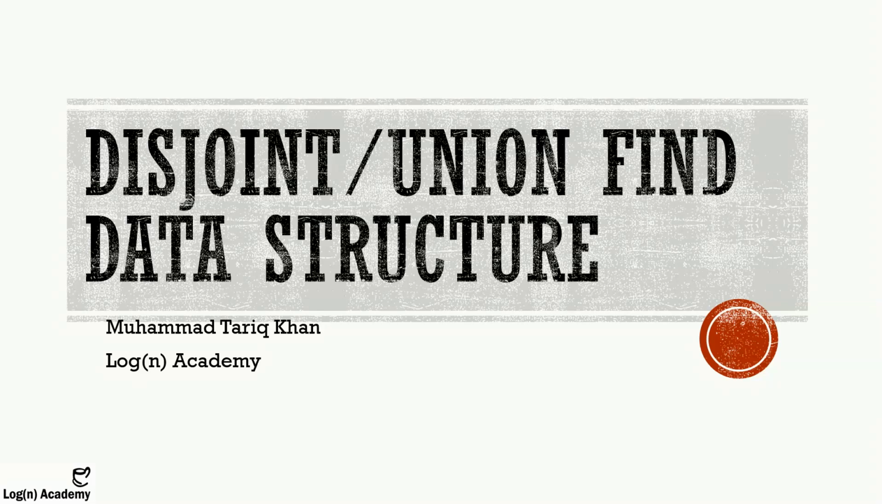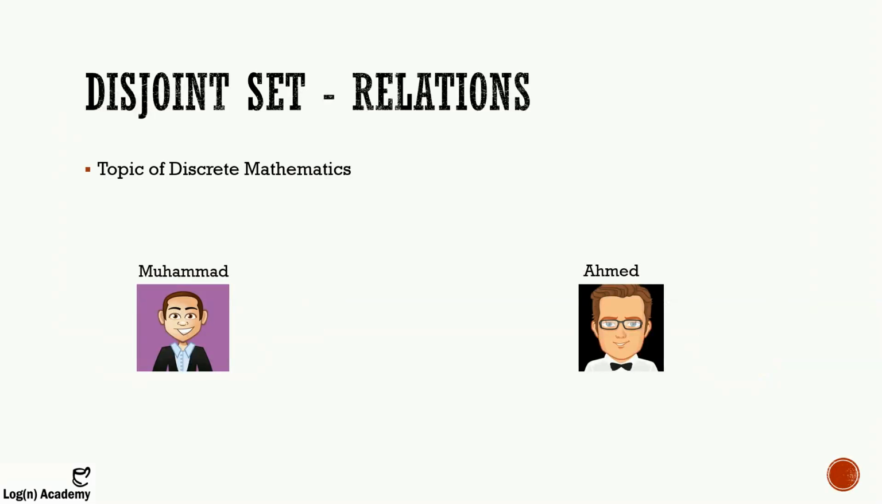Before moving to this data structure, we need to first understand equivalence relations. Now, what is relation? This is a topic of discrete mathematics. So let's try to first understand how the relations work, and then we will come towards the equivalence relation in which we need to satisfy three conditions.